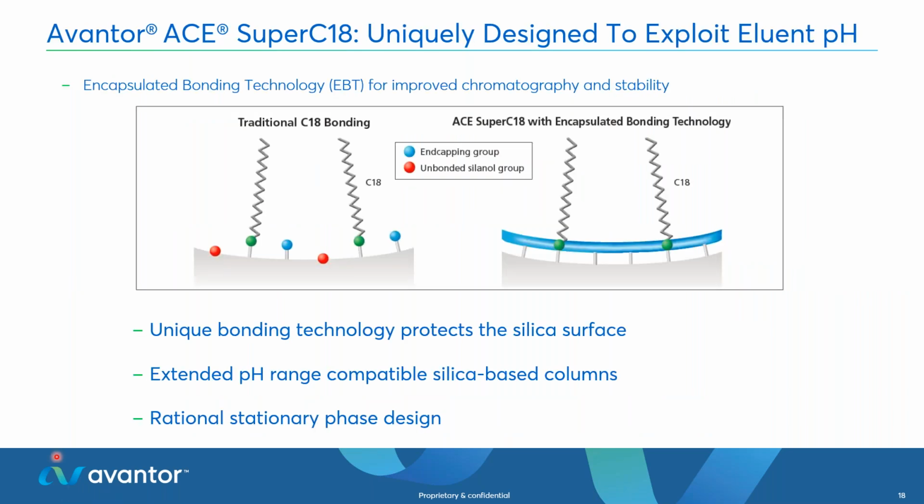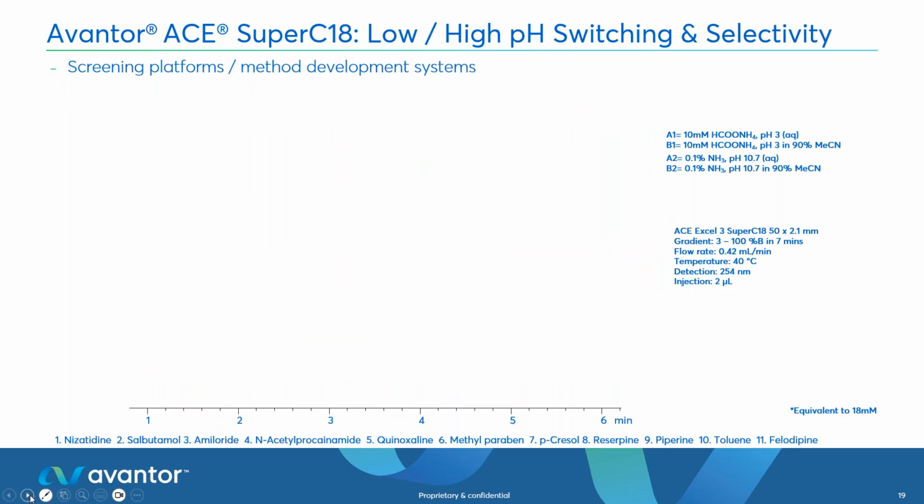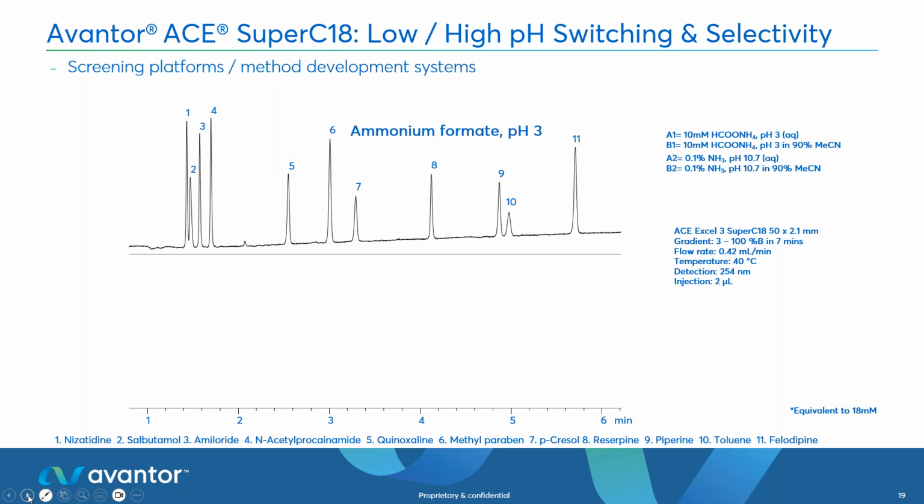Another thing to play with is pH. So if you've got a pH stable phase, for example, this one here, where we've got a capping on the surface to protect it from dissolution at high pH, then you can really play with pH and get much better retention of basic molecules, and just changes in selectivity really.